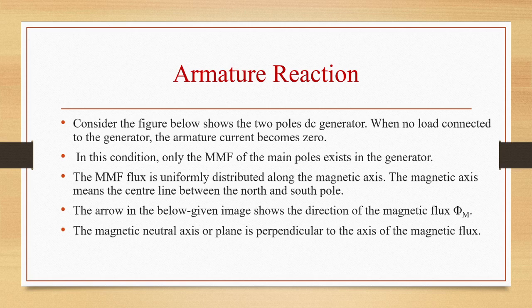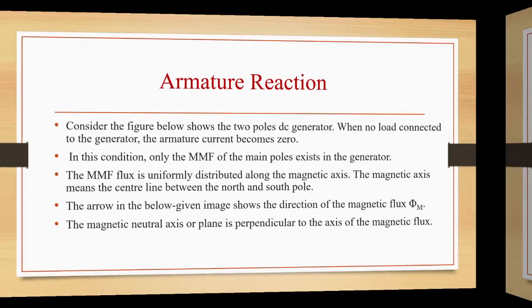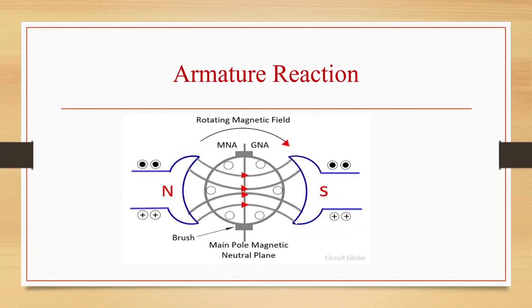The arrow in the image shows the direction of magnetic flux phi m, and the magnetic neutral axis or plane is perpendicular to the axis of magnetic flux. This is a diagram showing two poles, GNA and MNA, and this is the rotating magnetic field direction. These are the main poles and magnetic neutral plane, and these are the brushes, two brushes.